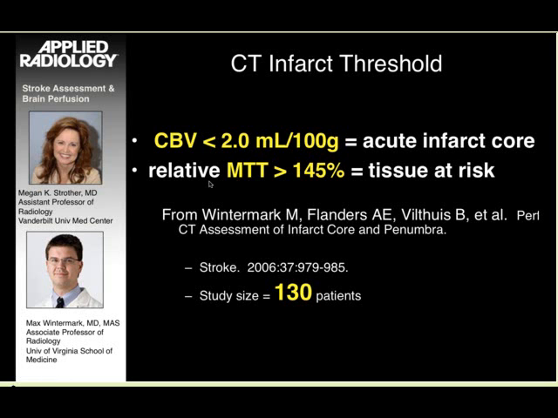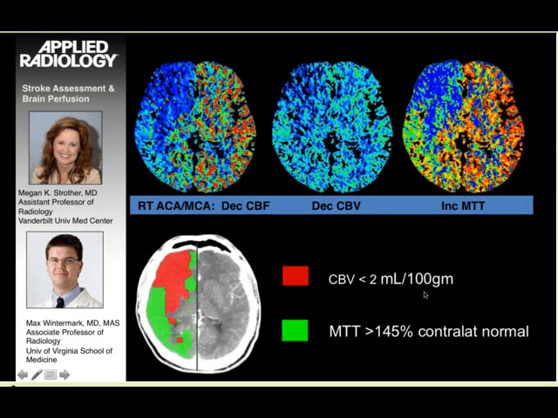To date, there's no consensus or high-level evidence on the best technique and threshold to use when measuring penumbra. The threshold image shown here best demonstrates both parameters, the CBV less than 2, the mean transit time greater than 145% compared to this contralateral side.